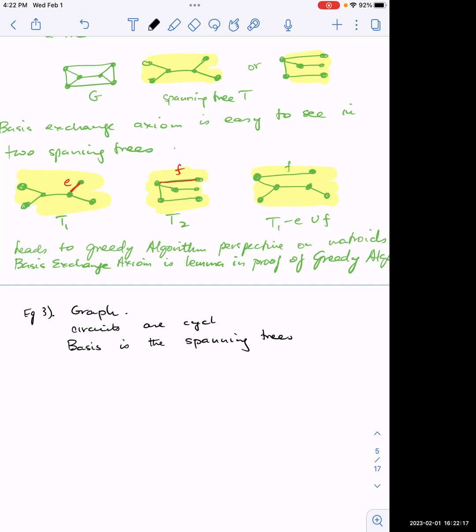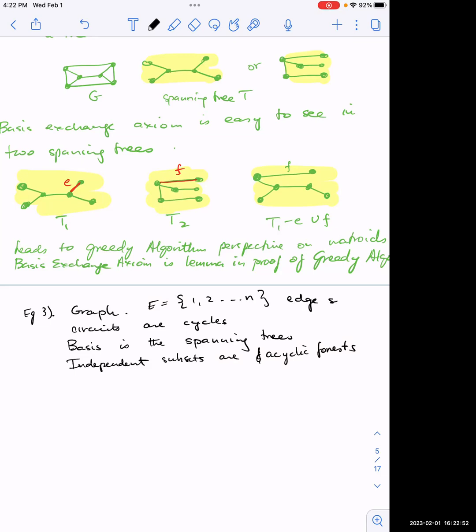And this is what I meant earlier when I said there's a bit of a terminology clash here. Circuits from a matroid perspective are just the cycles. I wish they were just called cycles. The basis is a spanning tree, and the independent subsets are, how should we say it, acyclic forests or something. So all the subsets of spanning trees. And E, of course, is the edge set of the graph.